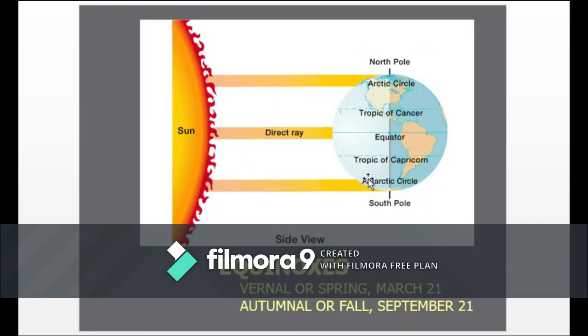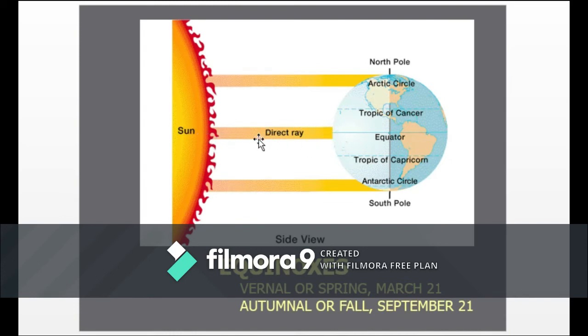Now here comes the last and third term in learning about the seasons, that is equinox, okay. So what does equinox mean? Equinox means equal days and equal nights, okay. So how are the nights equal? It is due to the rays of the sun that are even throughout the earth, okay. The sun is making a direct angle on the equator.